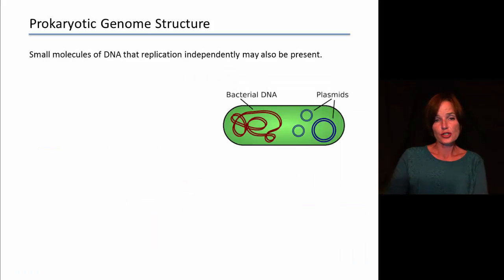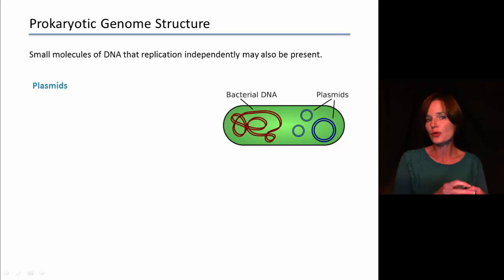All right, in addition to that single large circular chromosome, there can also be some other smaller DNA molecules present. These small molecules of DNA tend to replicate independently of the rest of the cell, and we refer to these smaller ones as plasmids. In this picture right here, the red molecule that you're seeing would be considered the chromosome. That would get wound up, twisted up, looped up into the nucleoid region. And then you've got the little blue circles that are also there in the cytoplasm. Those are the plasmids that we're referring to here.